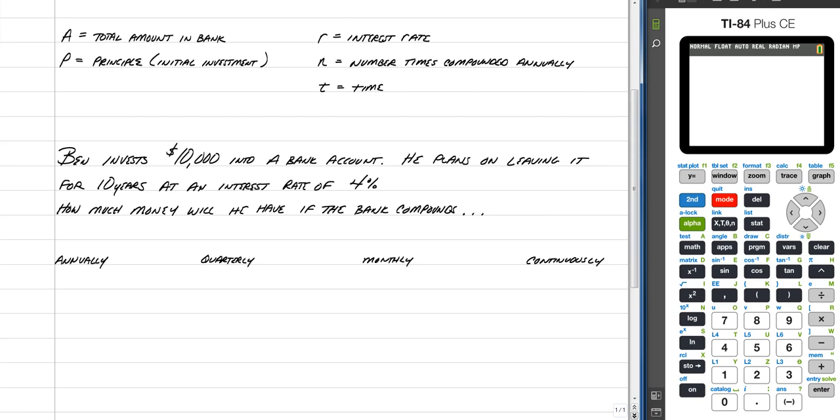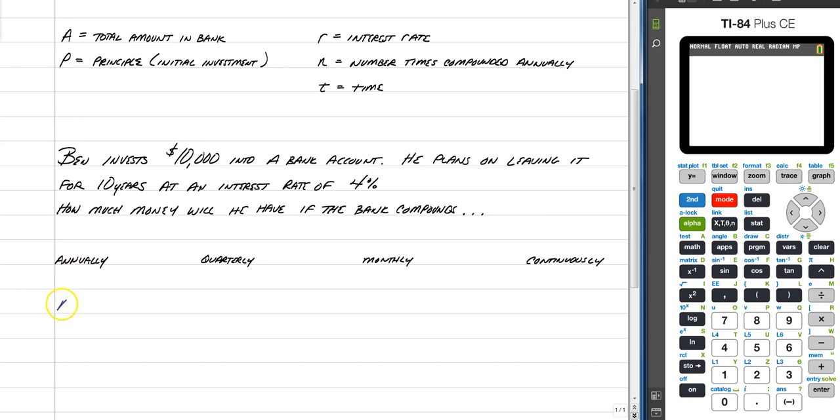So Ben's going to invest $10,000 into a bank. He plans on leaving it there for 10 years at an interest rate of 4%. How much money is he going to have in the bank if the bank compounds the interest? And then we're going to try annually, quarterly, monthly, and continuously. So 3 of the equations are going to be extremely similar. Continuously, we're going to use the other one.